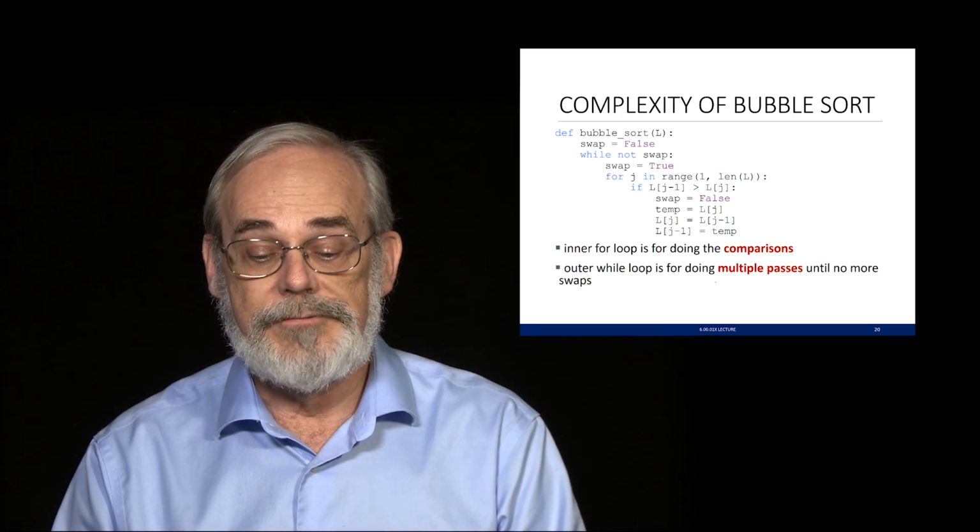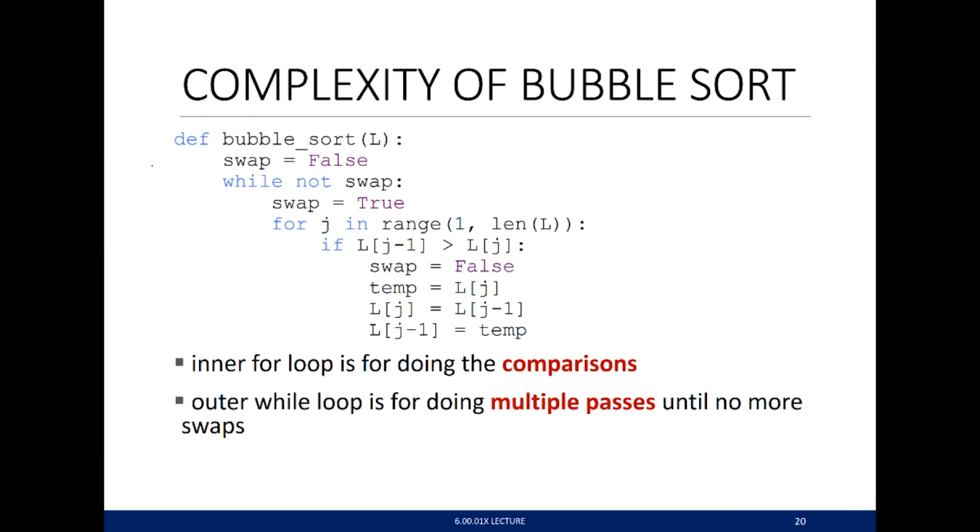Here's a little algorithm for bubble sort. I'm going to set up a flag that initially has a value false, and we'll see why. It's going to let me tell when I'm done. And then I run through a loop that says, while this flag is false, I'm going to let j go from 1 up to the length of the list, and I'm just going to compare successive elements.